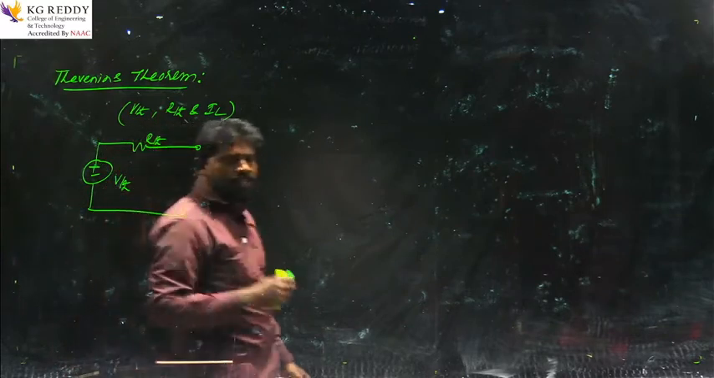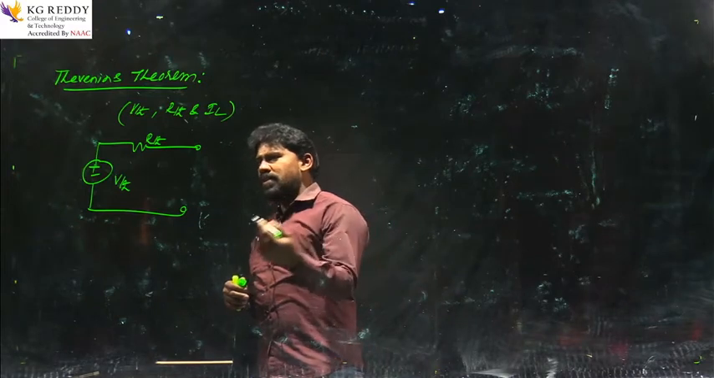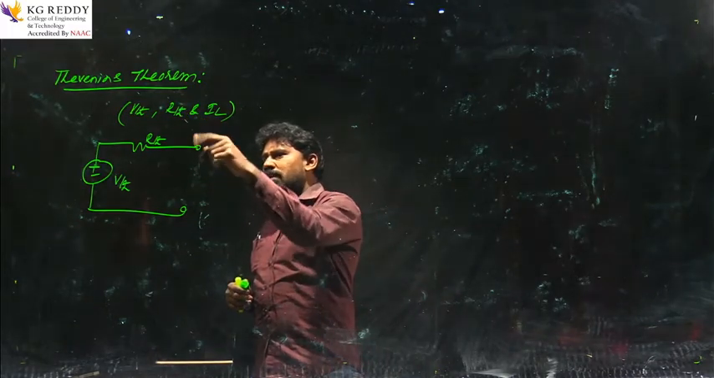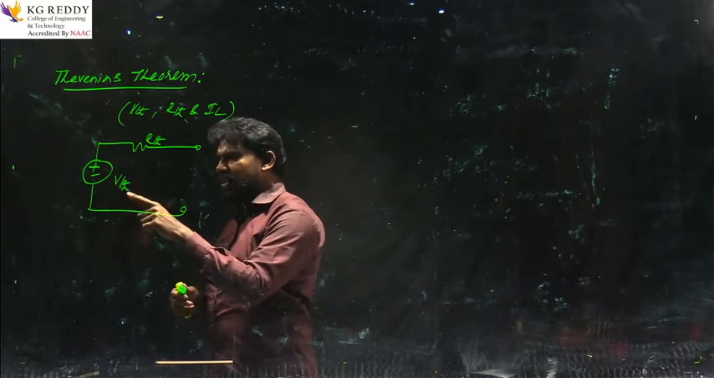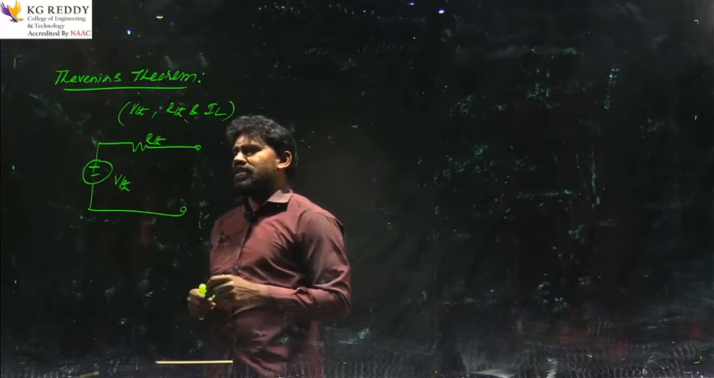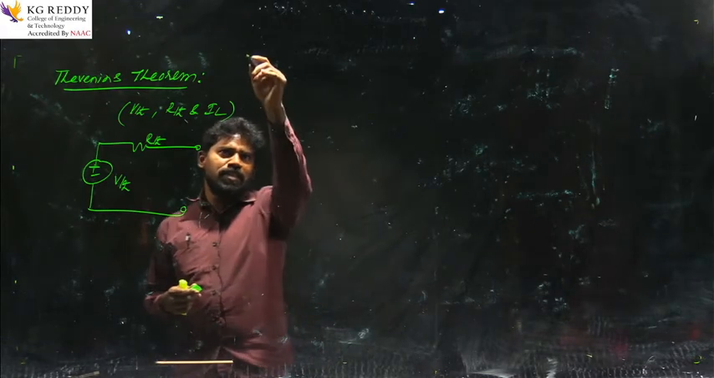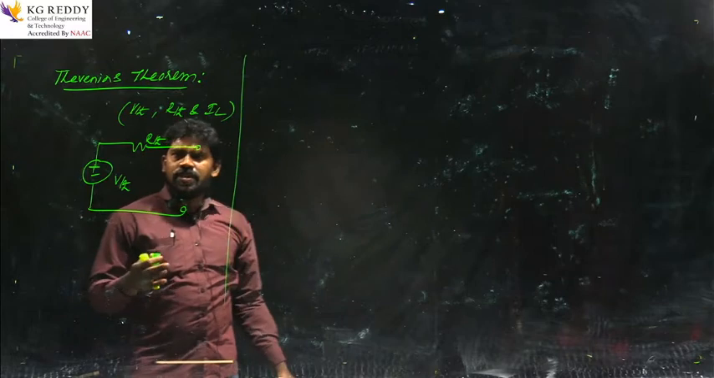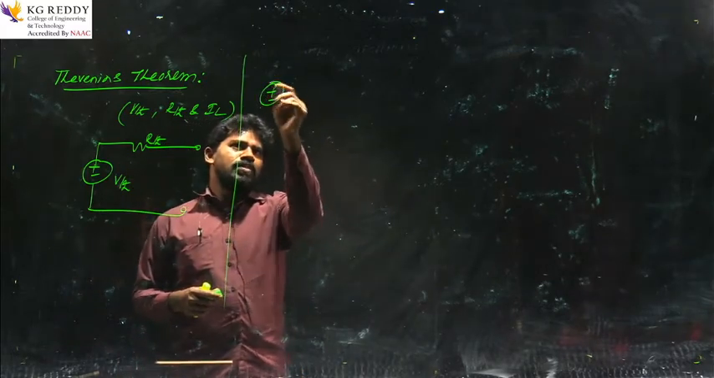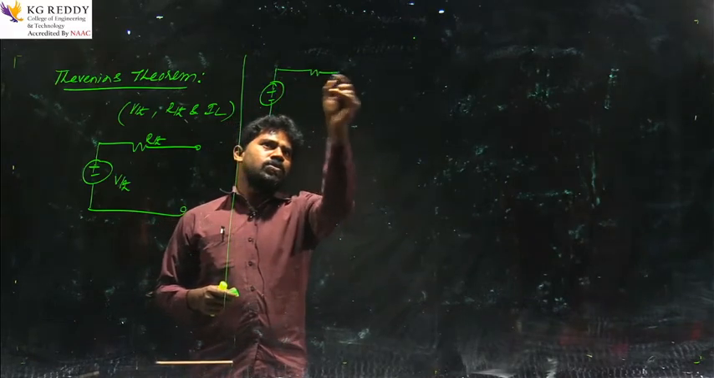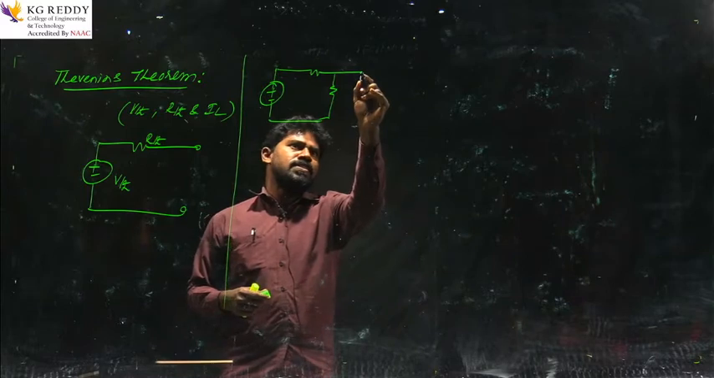Whatever circuit is given in the network, our aim is to modify or simplify that circuit and bring it into a single voltage source, VTH, in series with a single resistance, RTH. How are we going to make it a single voltage source and single resistance? For a given network, I am taking one example here. This is the voltage source, and similarly here different resistances.